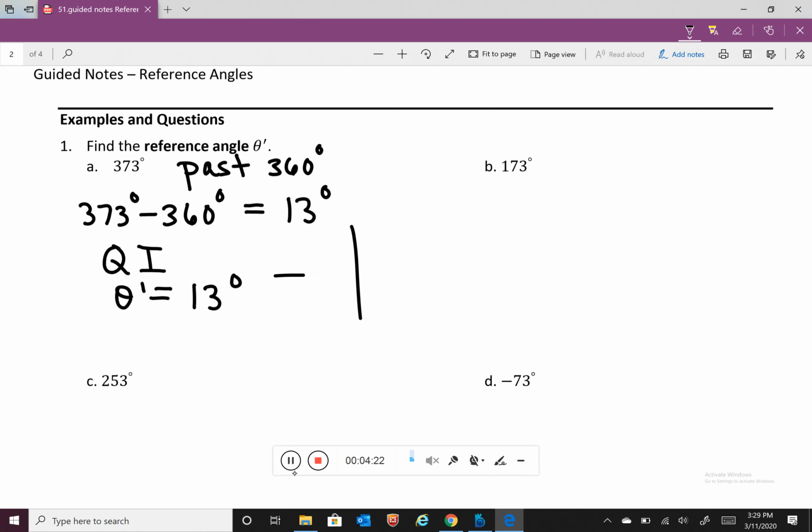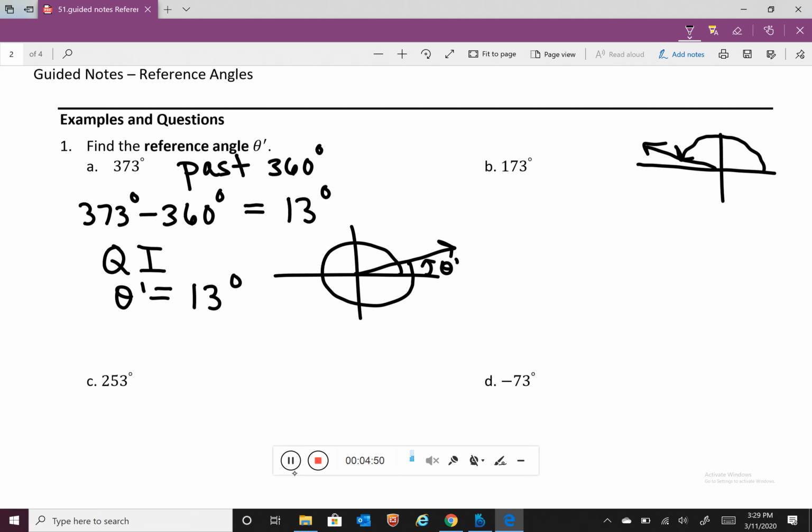If we were to draw this, there's 373 degrees, and there is my reference angle. Now, where does 173 degrees lie? So if we think about where 173 degrees is, it is past 90, it is almost to 180 degrees, so it is in quadrant 2. And so we find the reference angle by taking 180 degrees and subtracting 173 degrees, and so my reference angle is 7 degrees.